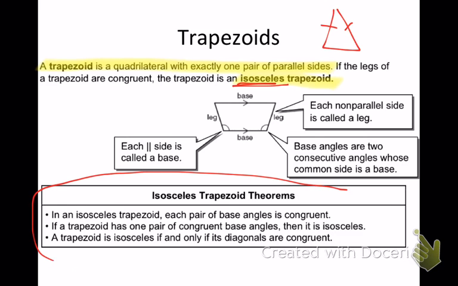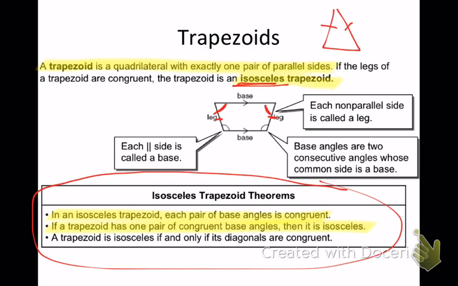Down here, isosceles trapezoid theorems. In an isosceles trapezoid, each pair of base angles is congruent. If a trapezoid has one pair of congruent base angles, then it's an isosceles trapezoid. So what that means here is, if this is an isosceles trapezoid, my base angles down here would be congruent. And if they're congruent, then the angles at the top would be congruent as well. All right? And then a trapezoid is isosceles if and only if its diagonals are congruent. So if the diagonals are congruent here, that means it's isosceles, or vice versa. If it's isosceles, the diagonals are congruent. All right? Last thing we'll talk about here.